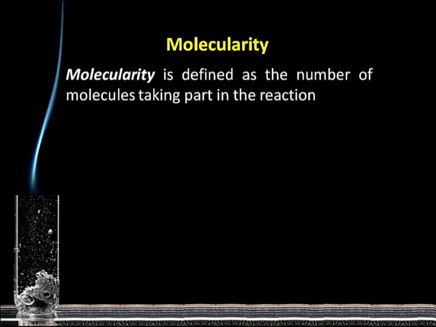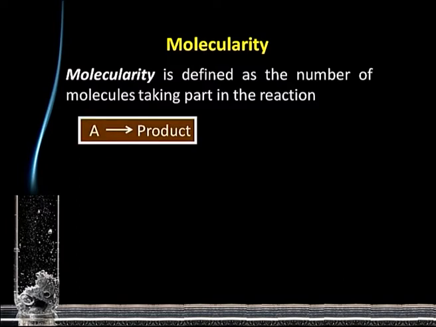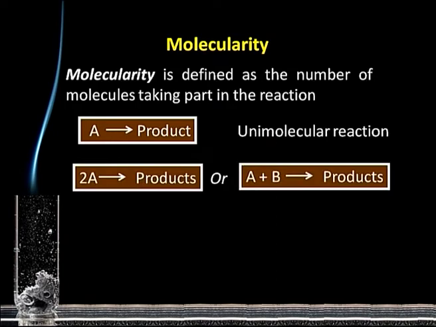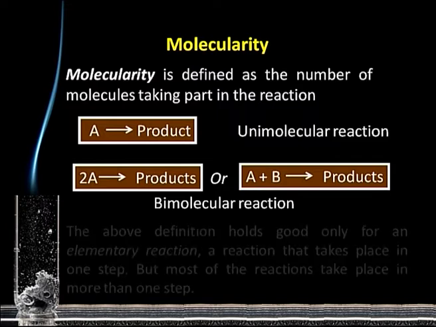The term molecularity is also used. Molecularity is defined as the number of molecules taking part in the reaction. A giving you products, there is one molecule, therefore the reaction is a unimolecular reaction. You can have two possibilities, 2A giving you products or A plus B giving you products. In such a case, the reaction becomes a bimolecular reaction.